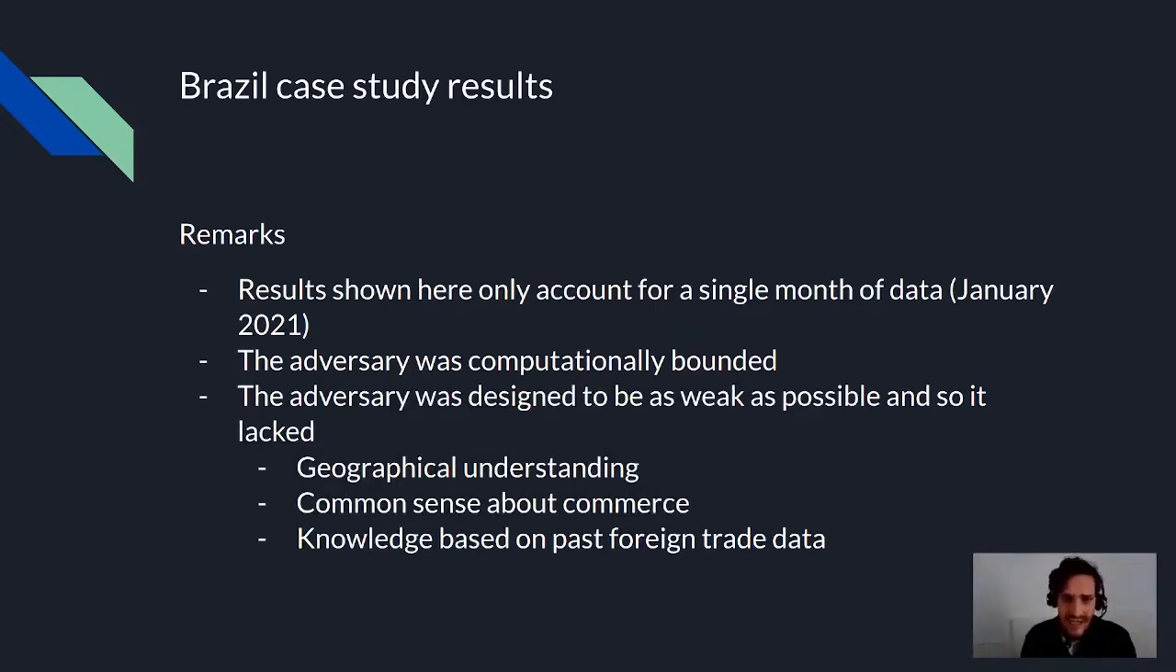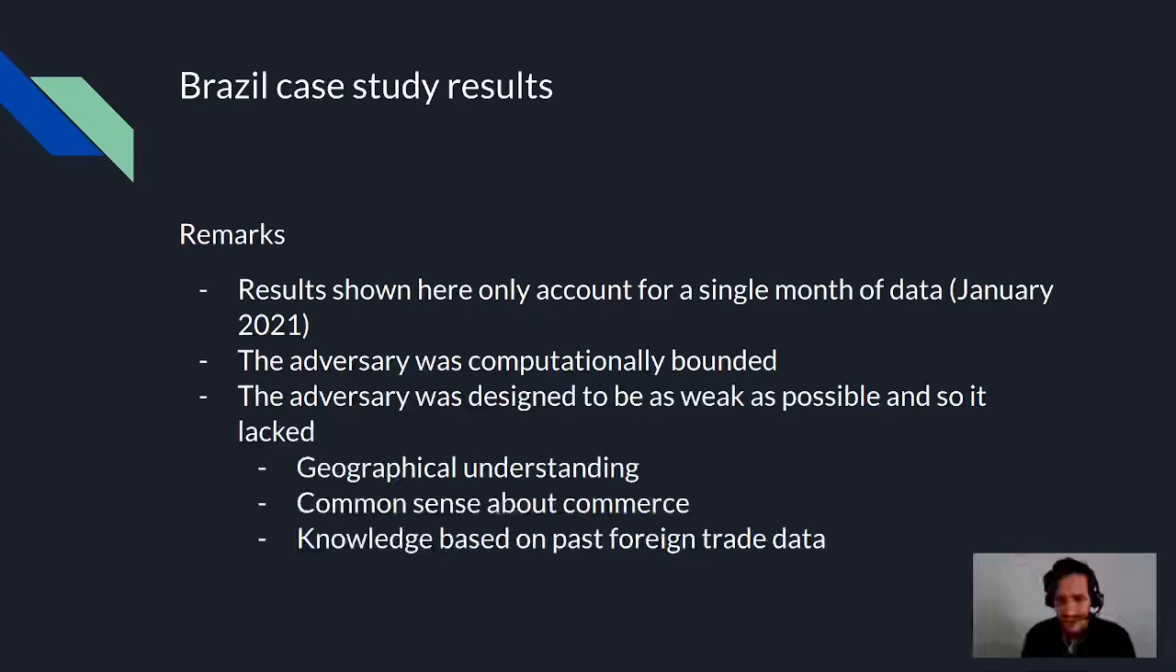The adversary that we designed was as weak as possible, and so it lacked geographical understanding. That means that we didn't use any type of geographical data that could aid in the attack. For instance, knowing that the business is near a port of entrance of the good being imported could give some edge to the adversary, but we didn't use that.